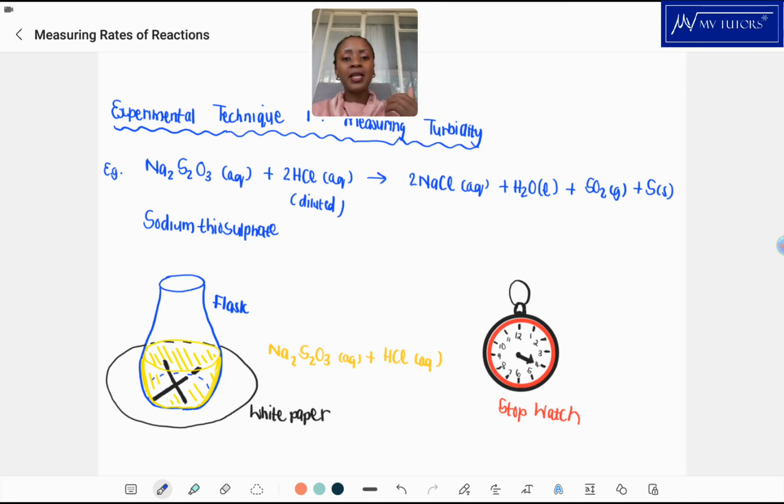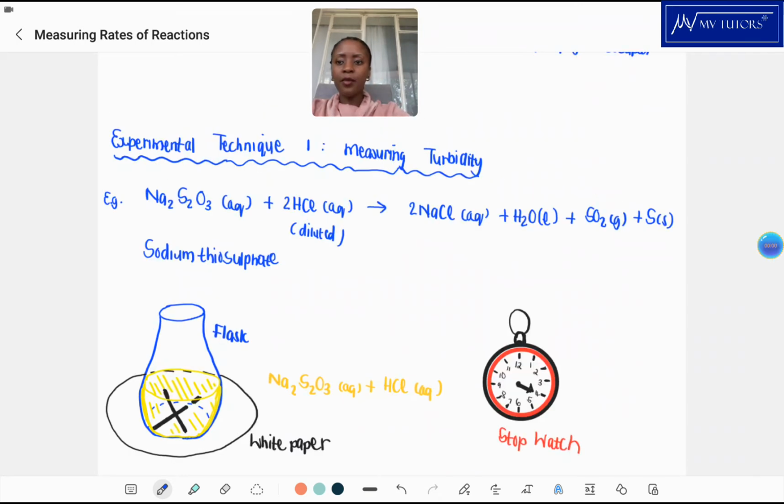You would take your stopwatch and measure in intervals, in seconds, that would be preferable. You would measure the turbidity over time, say every 5 seconds, until you don't see the cross anymore. So that's basically what happens when you measure turbidity.